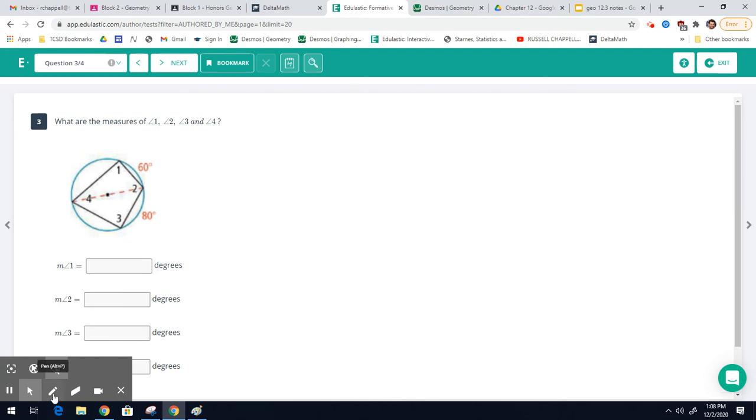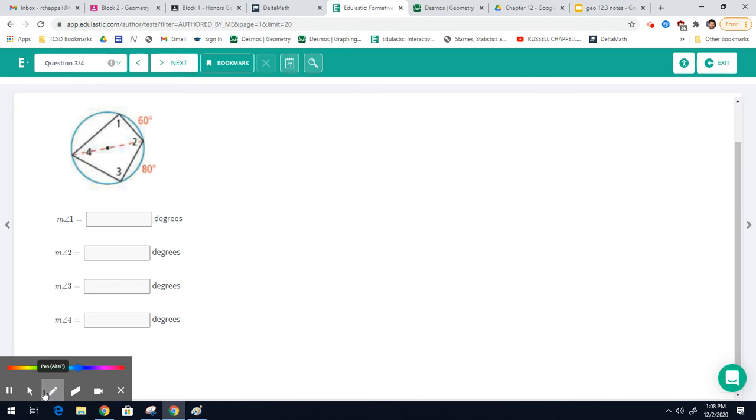All right, so now we have 4 angle measures. We got to find all 4. Let me just scroll down so we can see. So if I'm looking at this picture, the first angle I'm going to find, well, I have a diameter. Let's identify that. So this is a diameter. It creates 2 semicircles. So if that's a diameter, that means this is a semicircle and that's a semicircle.